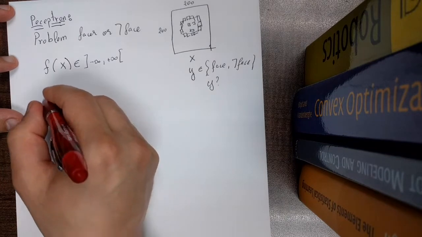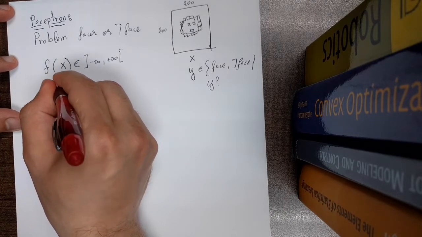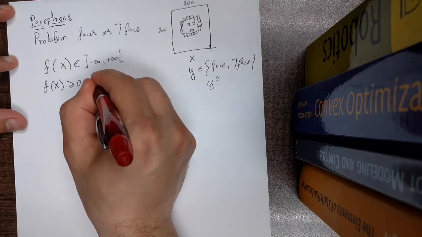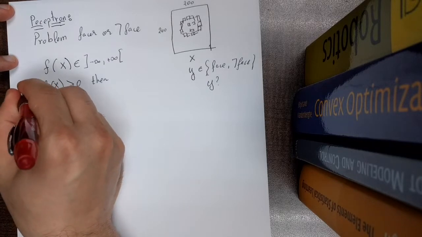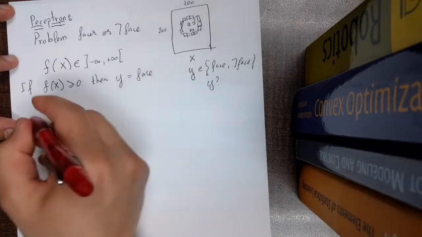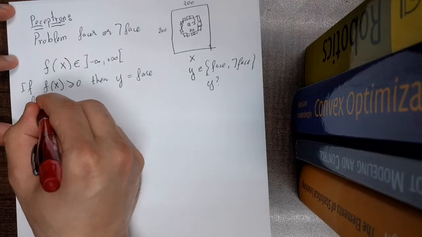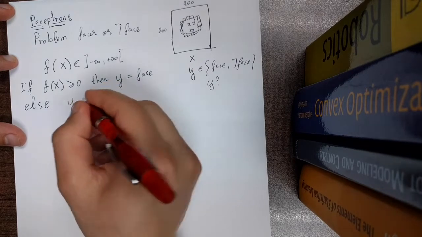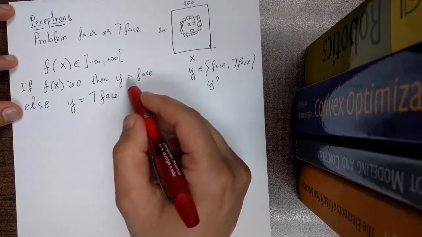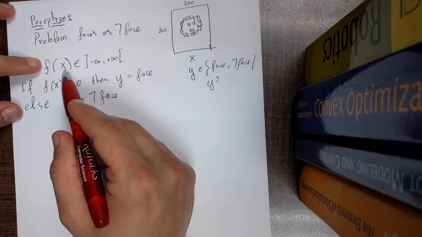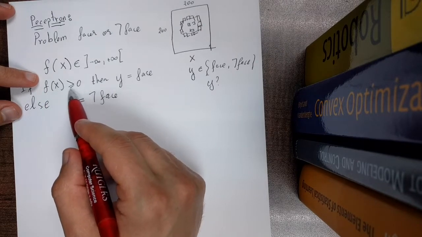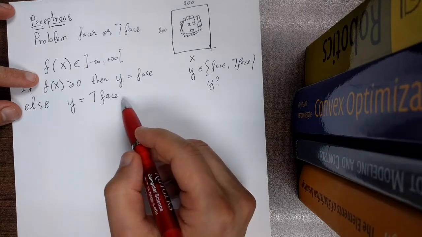Now the idea here is that if f of x is higher than or equal to 0, then you say that the label is face, and else you will predict the label as not face. So this is the answer that you will return. You take this image x and give it as input to this function f, and if it gives you something positive, then you return face. If it's something negative, you return not face.